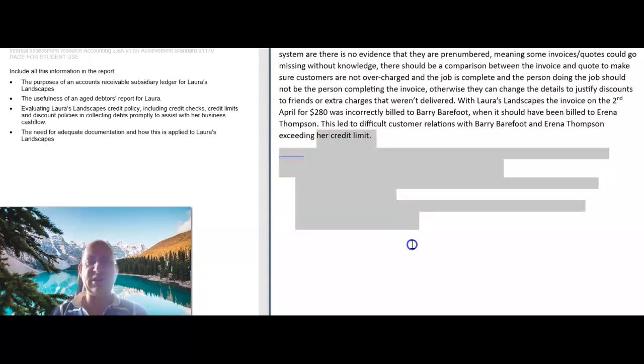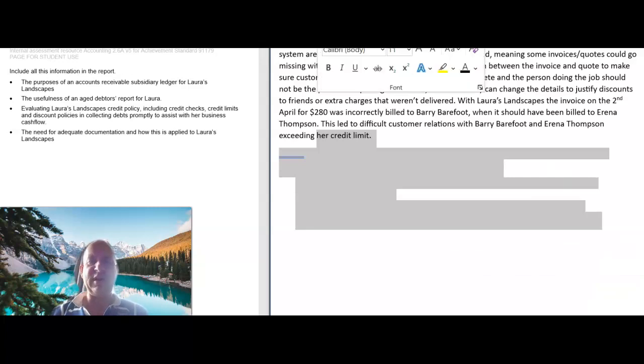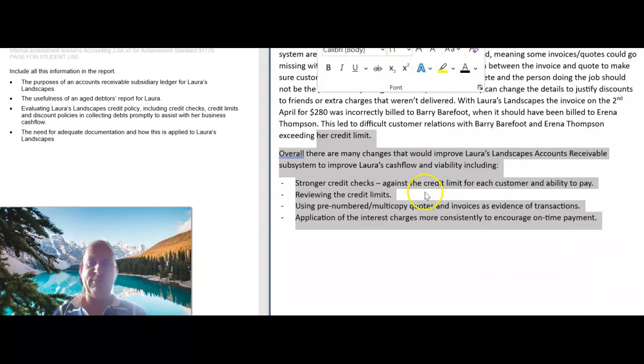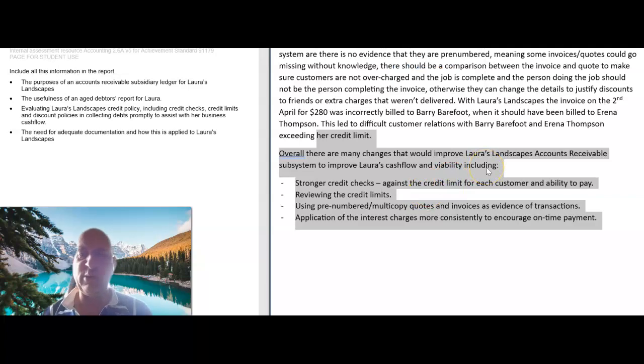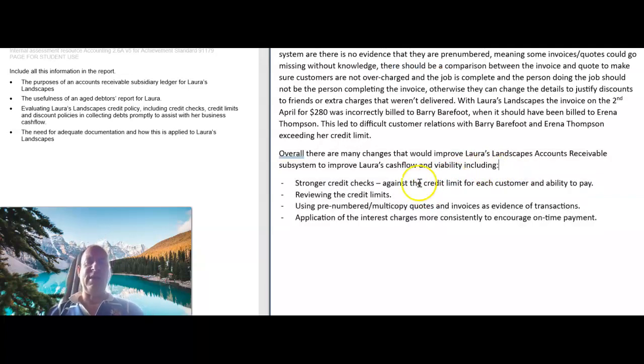Right, the last section is just really an evaluation section and what needs to happen. So the last section I've got, overall, there are many changes that would improve her cash flow and viability, that's part of the question. Stronger credit checks, using pre-numbered multi-copy quotes and invoices, and then better application of the interest charges. So that's complete. So type up the rest, read through, make sure that it makes sense for you, and you're all ready to go for the reassessment.